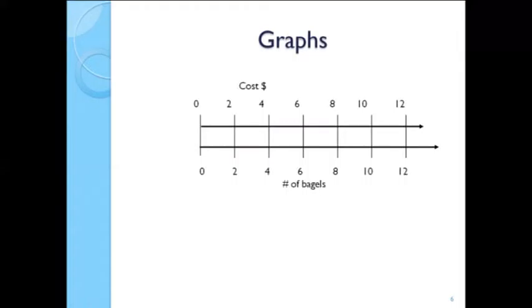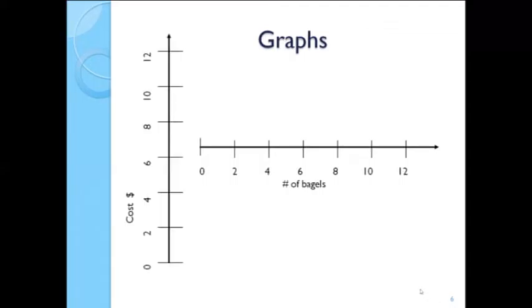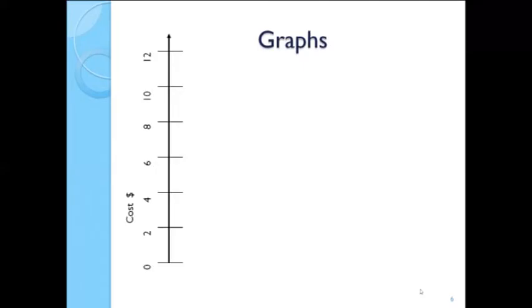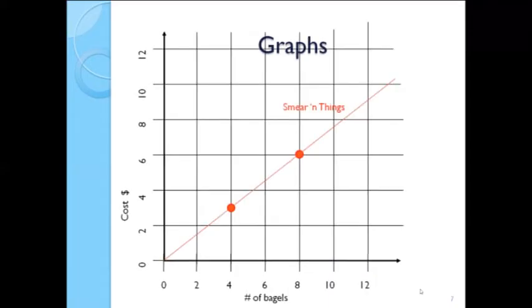Double number lines can be used to connect to a graph in 2 dimensions. Let's change the cost number line so that it's the vertical axis. And then let's reposition the bagels number line so that it's the horizontal axis. And here's our graph showing the cost versus number of bagels. What began as ratios of values in a table or on a double number line are now ordered pairs on the coordinate plane.